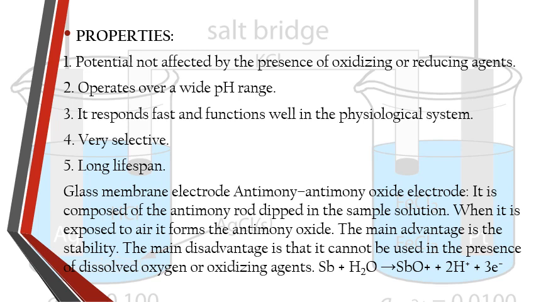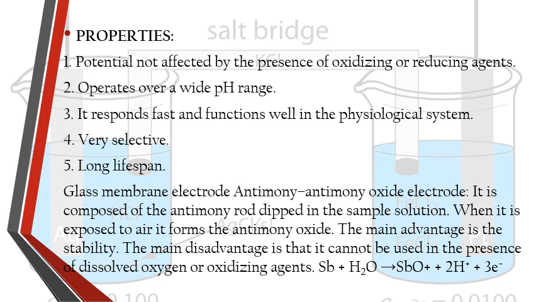They are very selective. Glass membrane electrodes are highly selective for hydrogen ions and are less affected by the presence of other ions in a solution, which helps in accurate pH measurement. With proper maintenance, glass electrodes can have a long operational life. They are generally durable, though they need to be stored and handled carefully to avoid damage.